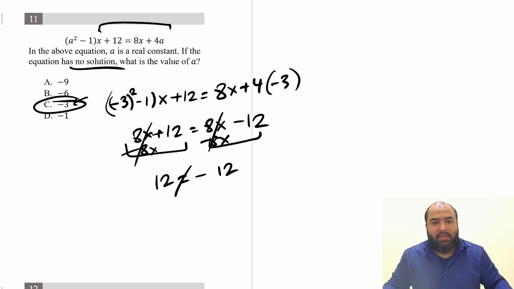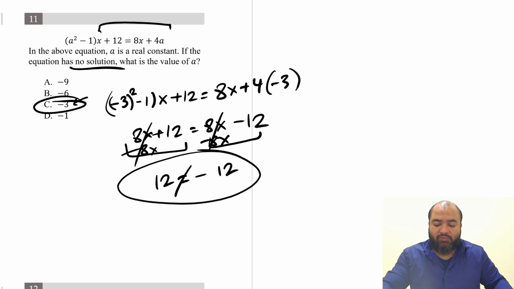So the point is, infinitely many solutions will have the exact same thing on both sides, and no solution will not have it. For no solution, if you subtract the variable from both sides, the answer turns out to be false.